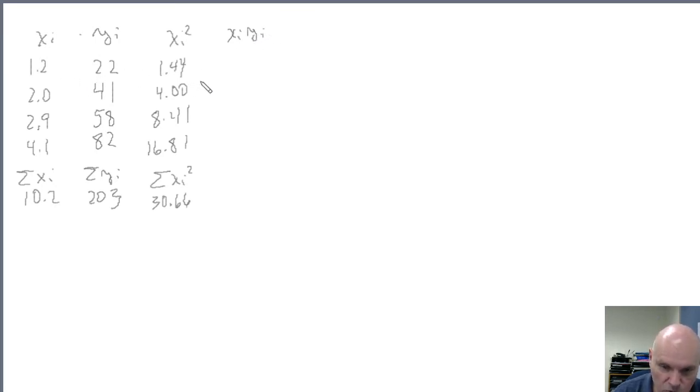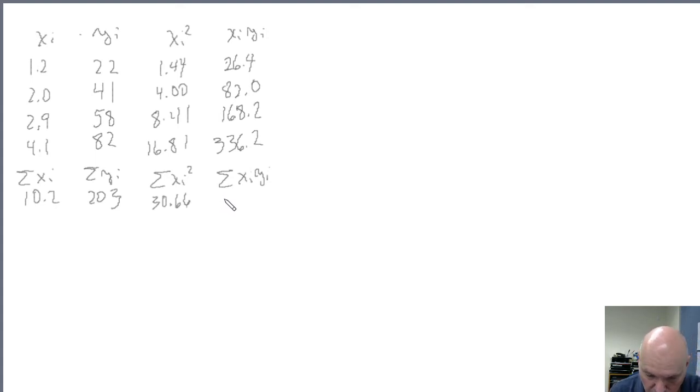The other term that we need is xi times yi, taking the products of each of the terms. 1.2 times 22 is 26.4. The product of 2 and 41 is 82. 58 times 2.9 is 168.2. And finally, 4.1 times 82 is 336.2. Now we can add up all these terms, and the sum of the product terms is 612.8.